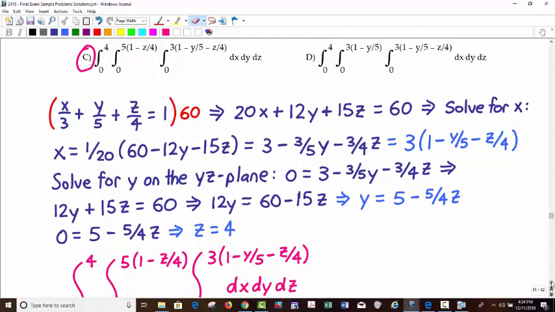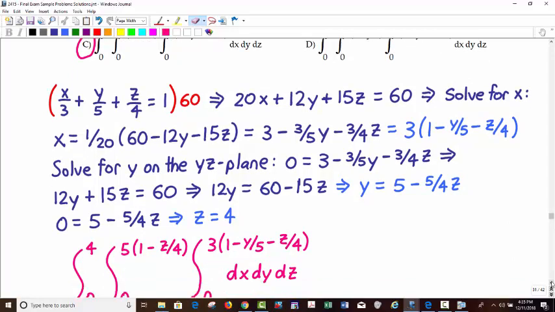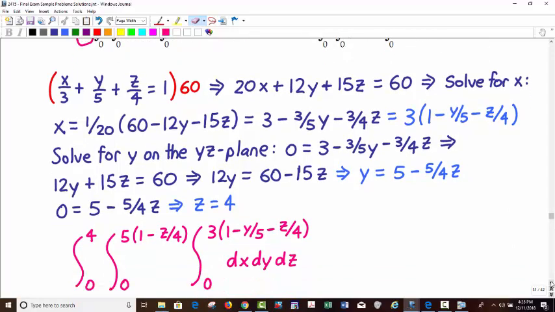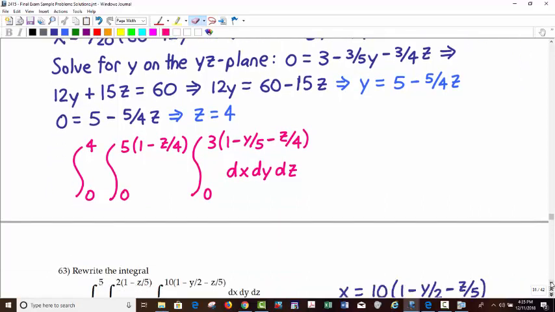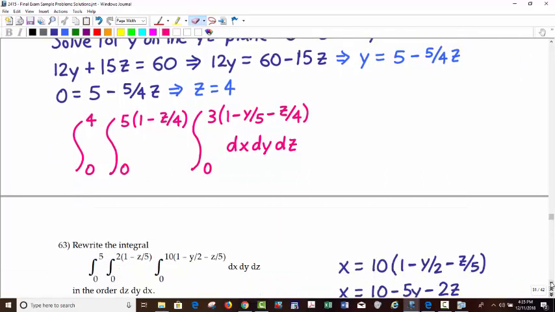And then to get the outer limits of integration, you basically zero out the X and the Y. So if I go right back up here, I'll just go right to this one. I know I used this, but I'll go right back up here, put in 0 for X, 0 for Y, 15Z equals 60. So we know that Z equals 4. And then there's the setup. So it was answer C.